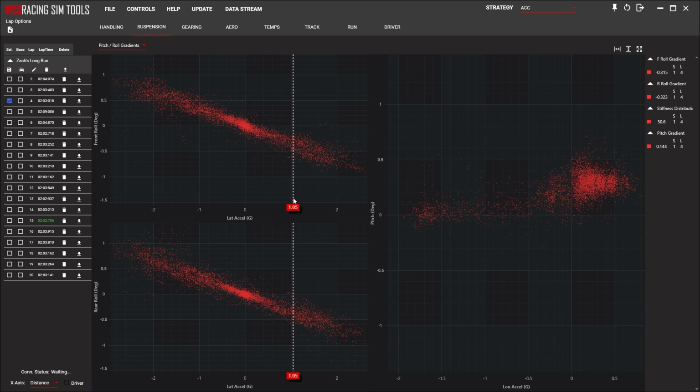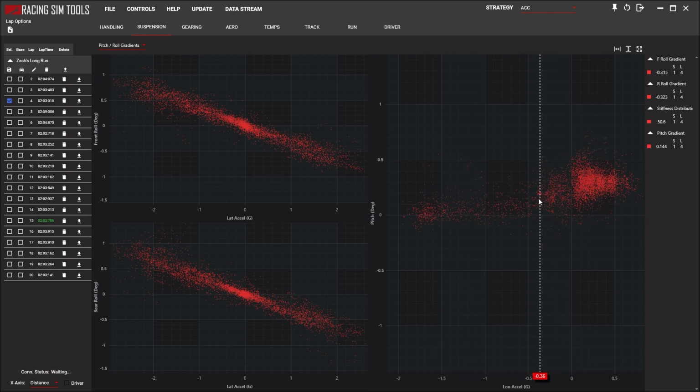So if I come down here to 1 G, you can see the line is right around this mark, which is right around 0.315. And same thing at 2 Gs, but this time it would be 0.315 times 2, which is 0.63. So it's a really good way to understand the roll response of the car. Same thing with the pitch gradient.